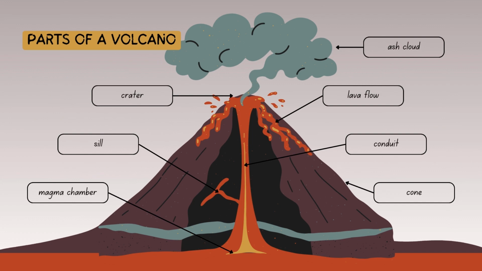These are parts of a volcano. First, magma chamber. Second, ash cloud. Third, conduit. Fourth, sill. Fifth, crater. Sixth, cone. Seventh, lava.